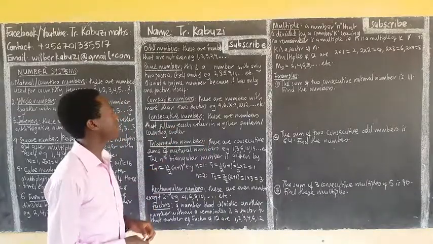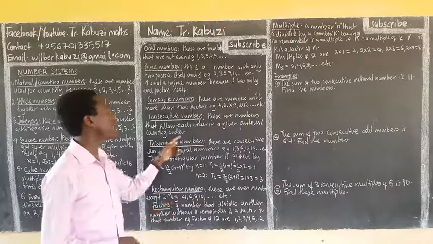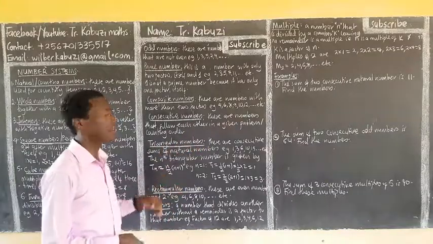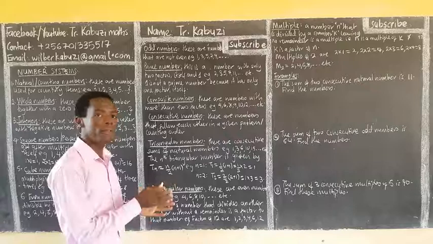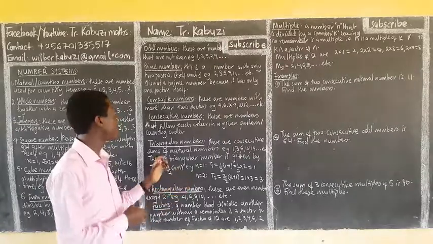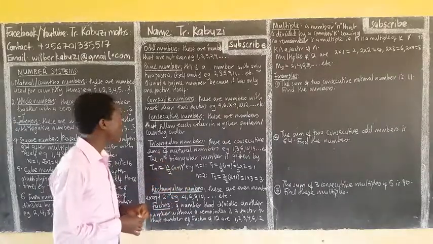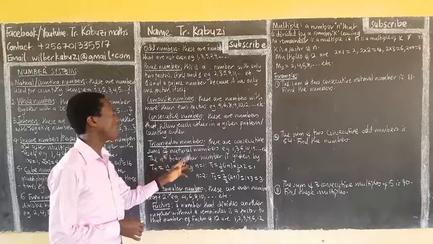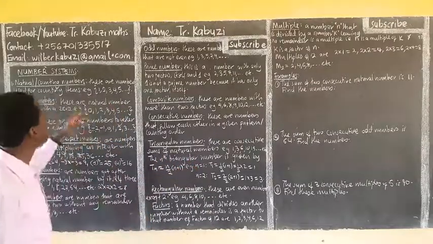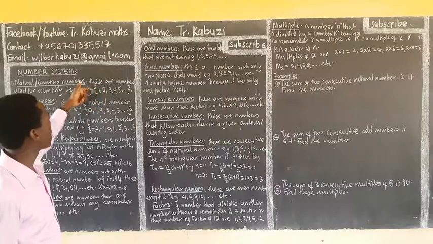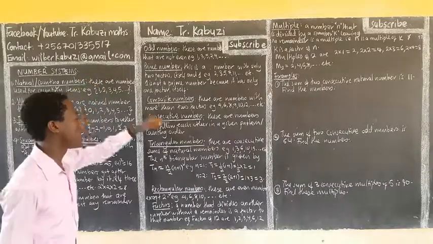Then consecutive numbers. These are numbers that follow each other in a given pattern or counting order. So there is a pattern that you follow to get consecutive numbers. Then triangular numbers. These are consecutive sums of natural numbers, e.g. sums of natural numbers. These are our natural numbers. The first natural number is 1.